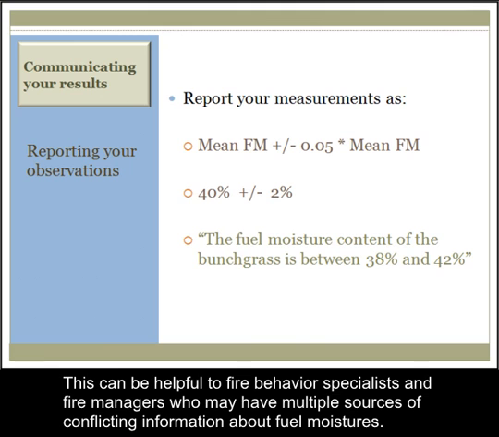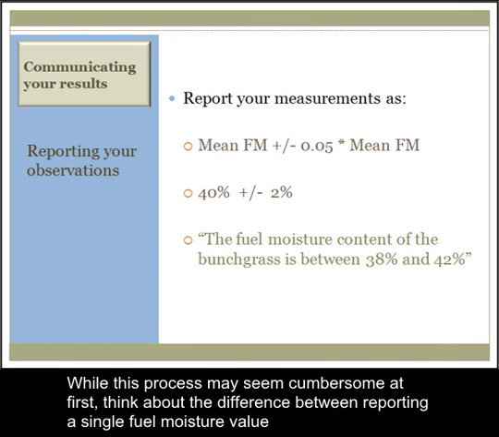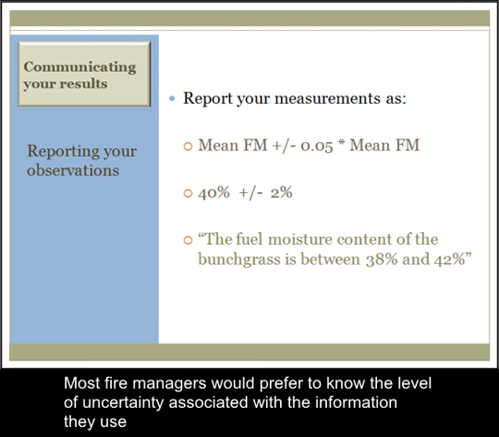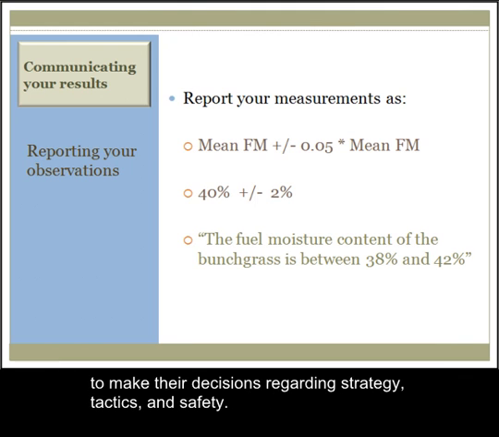This can be helpful to fire behavior specialists and fire managers who may have multiple sources of conflicting information about fuel moistures. While this process may seem cumbersome at first, think about the difference between reporting a single fuel moisture value with no indication of how reliable it might be versus reporting an average within a range and an indication of how accurate it might be. Most fire managers would prefer to know the level of uncertainty associated with the information they use to make their decisions regarding strategy, tactics, and safety.